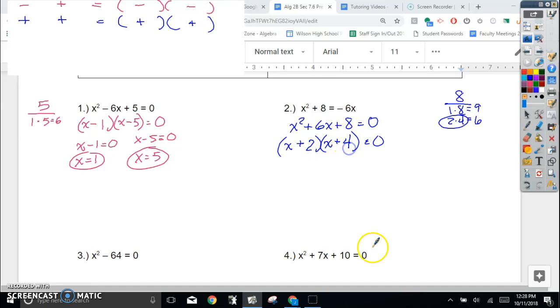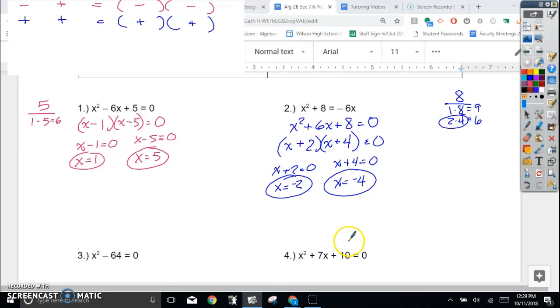It doesn't matter where I put them because the sign's the same. So I can just put them in wherever I want. I can put the 4 here, the 2 here, whichever. And now we break it apart again. So I get x is equal to negative 2. x plus 4 equals 0. So that would be x equals negative 4. So there are two solutions, negative 2 and negative 4.